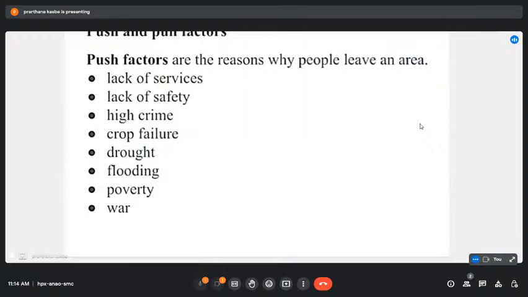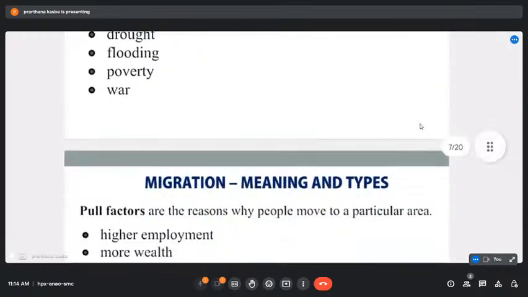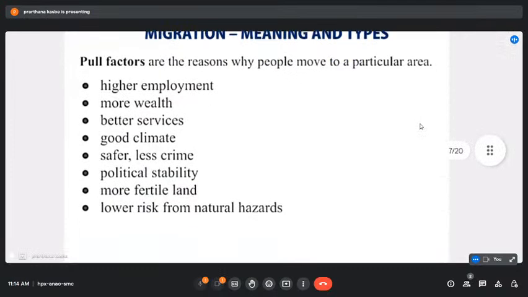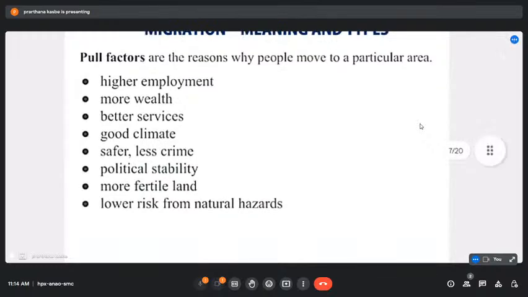We have to migrate to another place. That is the push factor related to migration. Another are the pull factors. Which are the pull factors? The pull factors are the reason why the people move to a particular area. What is the reason? Higher employment, more wealth, better services, good climate, safer, less crime, political stability, more fertile land, lower risk from the natural hazard.